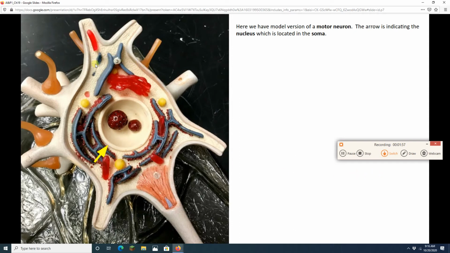So right here, we do have the soma. So I'm taking my cursor around the soma here. And this is the nucleus right here. You can see a pair of nucleoli in there. This is the nucleus of our neuron in our soma.